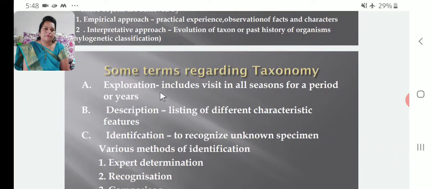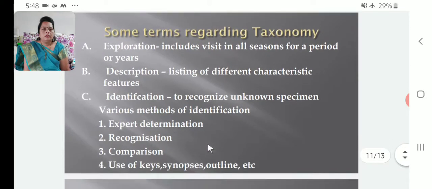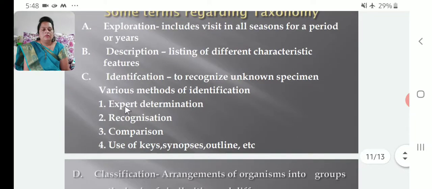Okay. So there are some terms regarding taxonomy. The first is exploration. It includes visits in all seasons for a period or year. The second term is description. In description, there is a listing of different characteristic features of a particular plant. Third is identification. Identification is to recognize an unknown specimen, and there are various methods of identification: first expert determination, second recognition, third comparison, and fourth the use of keys, synopses, outlines, etc.